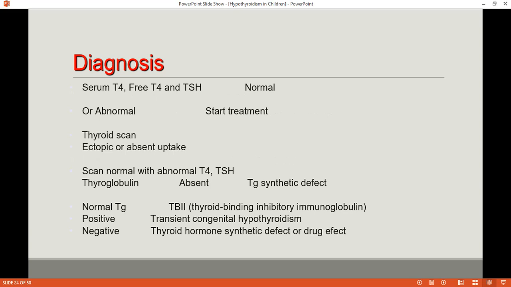If we find serum T4, free T4, and TSH abnormal, not normal, abnormal means we should start the treatment. And if the thyroid scan shows ectopic or absent gland, start the treatment.